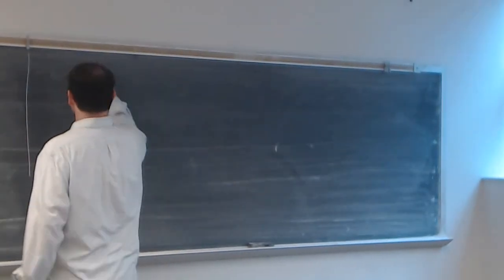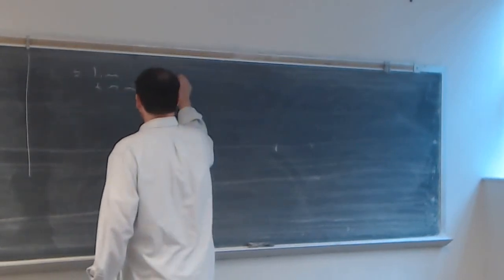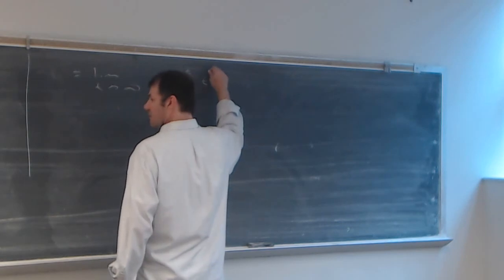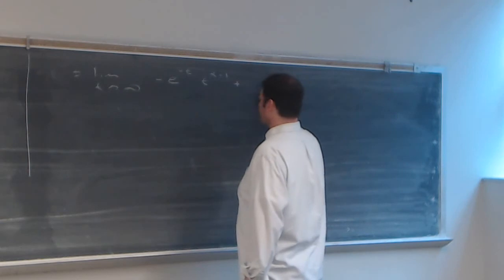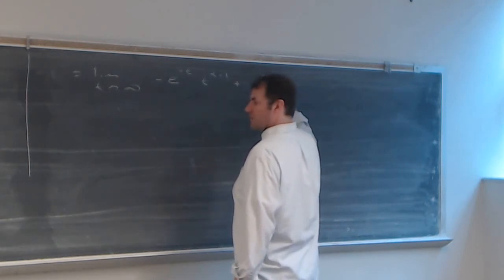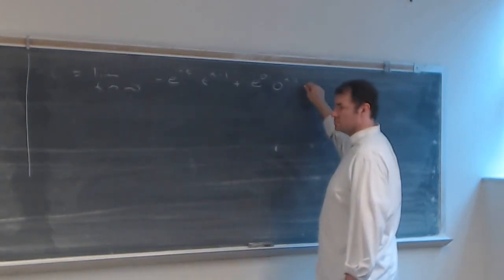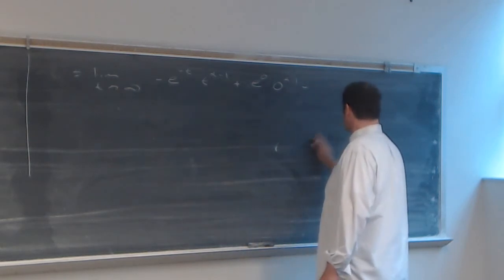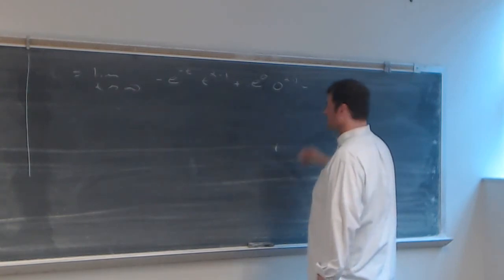This is equal to the limit as t goes to infinity of minus e to the minus t, t to the alpha minus 1, minus, which makes it a plus, and here this will be e to the minus 0, so that's just 1, and then 0 to the alpha minus 1. And then this is minus, a minus makes a plus.